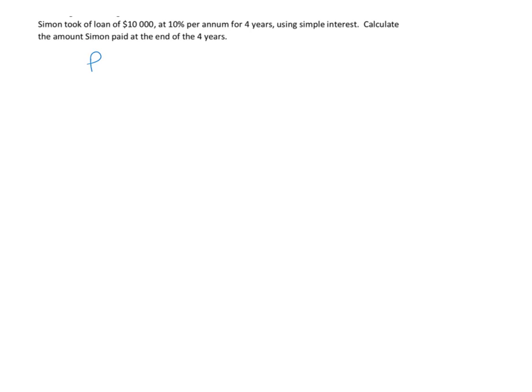$10,000. So that means that principal is $10,000 at 10% per annum. So rate is 10% for 4 years. So time is 4 years. And they want us to calculate the amount that Simon paid. So we're looking for amount.